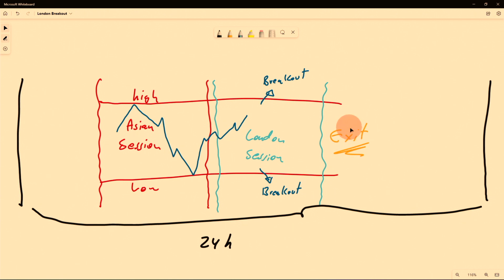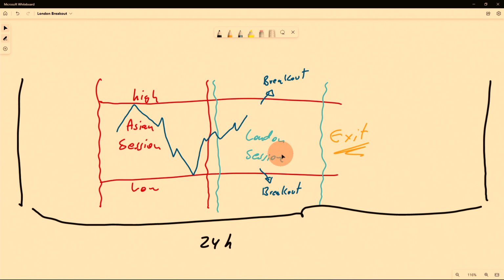So we can see we have different variables here. The Asian session could be any length of time. This could be 1 hour, 3 hours, 10 hours. It's up to you. And then the London session could also be any time. It could be 8 a.m. London time to 6 p.m. London time, or 10 to 8, and so on and so forth.